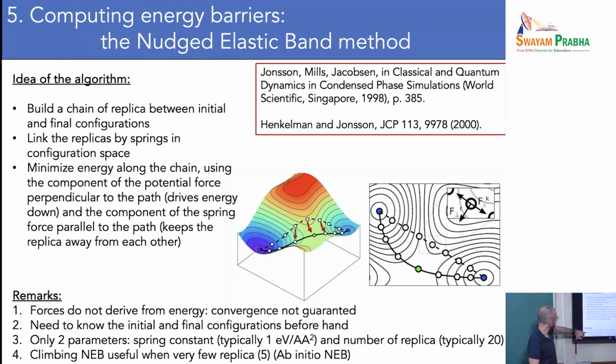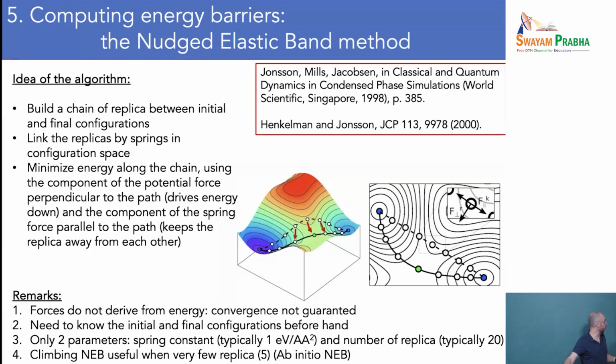Then another limitation that you need to have in mind is that for the NEB to work, you need to know in advance both the initial and the final configuration. And the last one is that for these calculations, there are two parameters. The spring constant. In the example yesterday, it's 0.1, but you can put 1 and it will make no difference. So typically 1 eV per angstrom squared. And then the number of replicas.